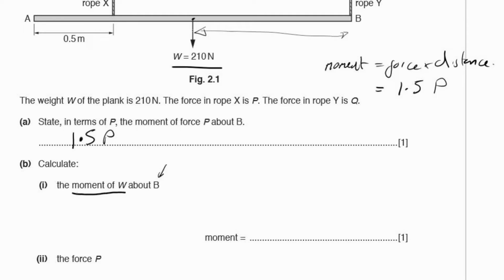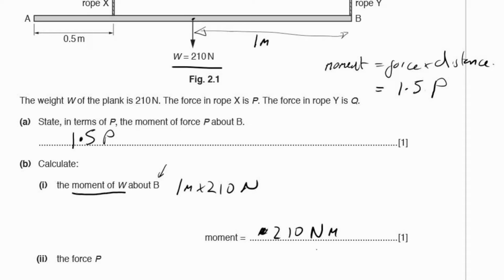Well, we've got a uniform plank, so it'll be in the middle. The plank is 2 meters long, so this distance here will be 1 meter. Alright, so the moment of W about B is simply going to be 1 meter times 210 newtons. So force times distance, 1 meter times 210 newtons, and that will give me 210 Newton meters.